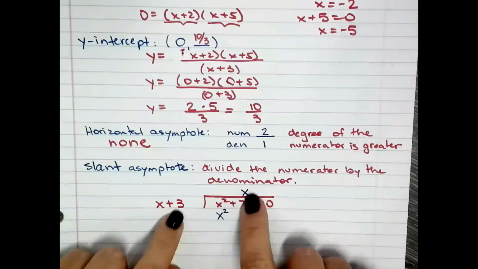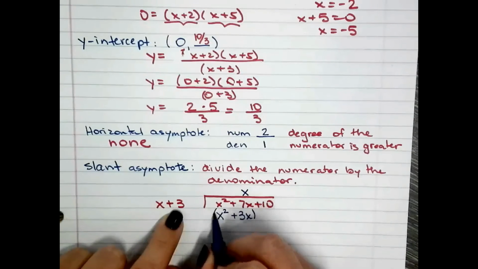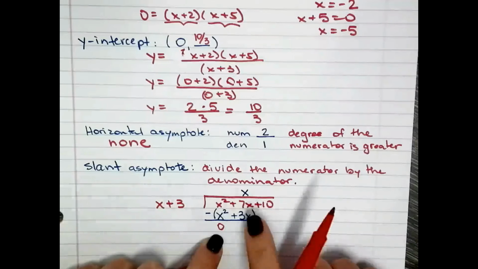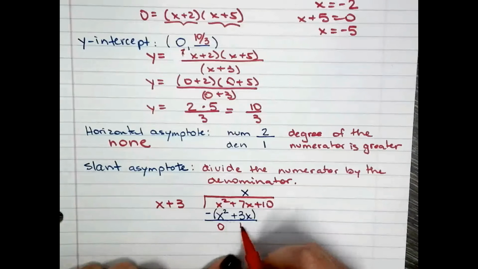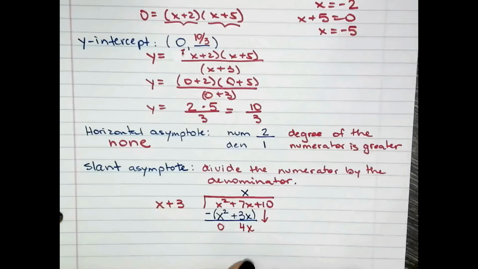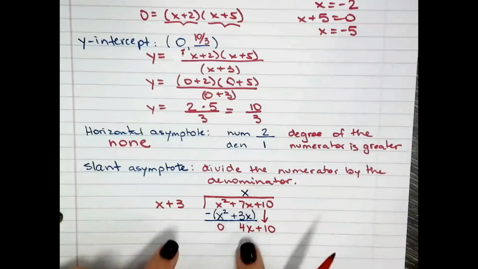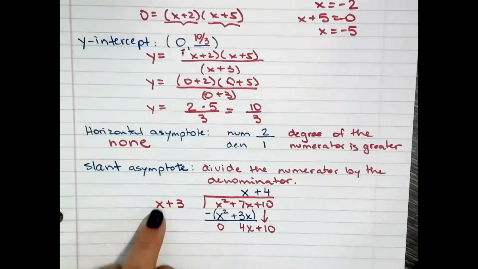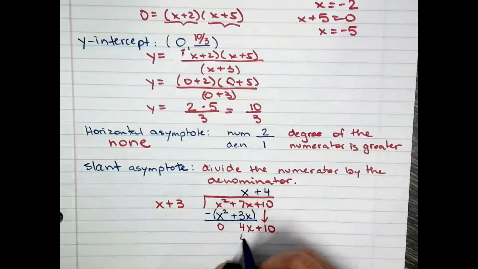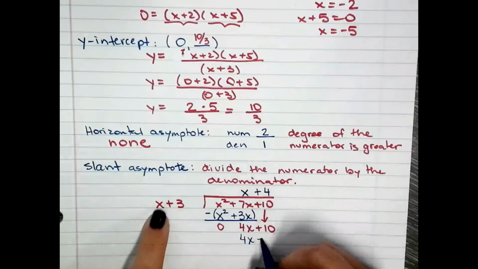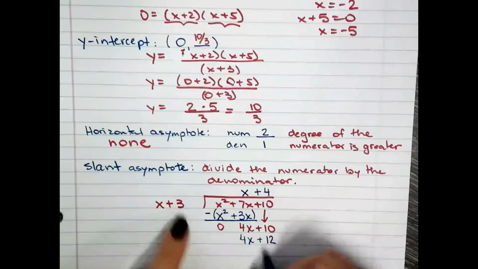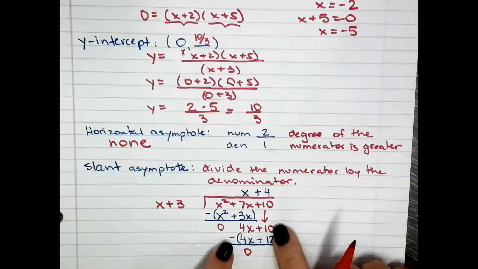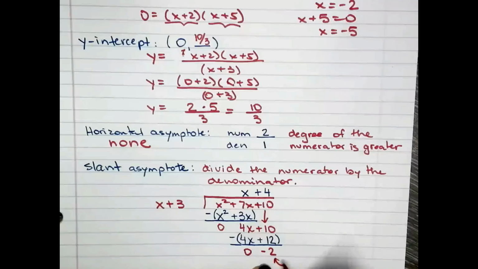X times x is x squared, then I have x times 3 is 3x. You put that in parentheses, and then you're going to subtract. So x squared minus x squared, 0. That's good. 7x minus 3x, 4x. Bring the last one down. And then we do it again. 4x divided by x is 4. Now you multiply. 4 times x, 4x, plus 4 times 3 is 12. Put that in parentheses and find the difference. 4x minus 4x is 0. 10 minus 12 is negative 2. Negative 2 is your remainder.